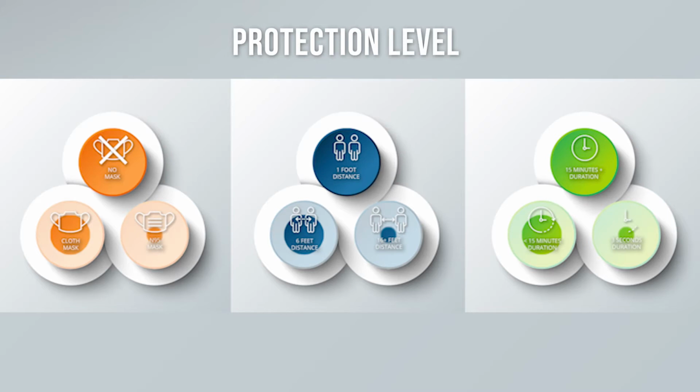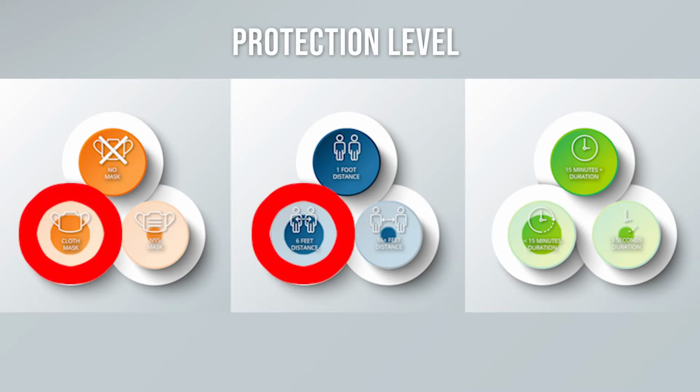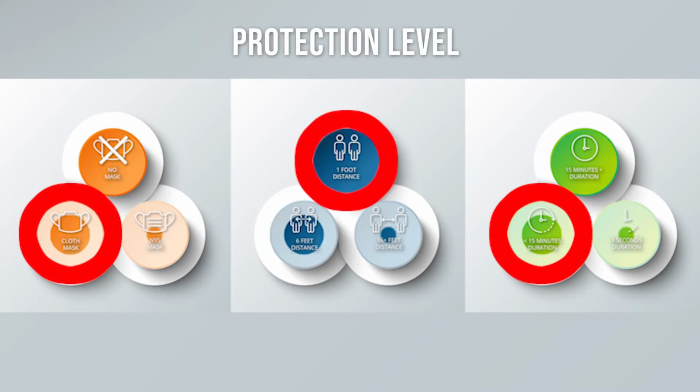Take a combination of our 3 protection variables with one of the 3 weakened, such as maintaining cloth mask, maintaining the duration of less than 15 minutes, but now we take the 6 foot distance down to 3 feet. That would put our protection level at less than 1. Let's say 0.5.